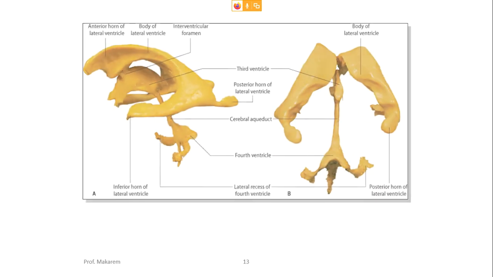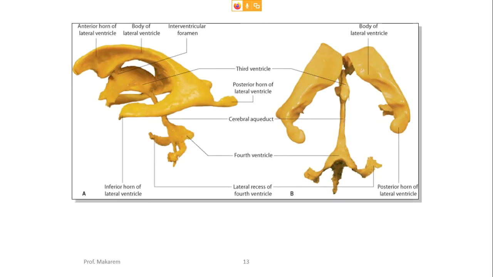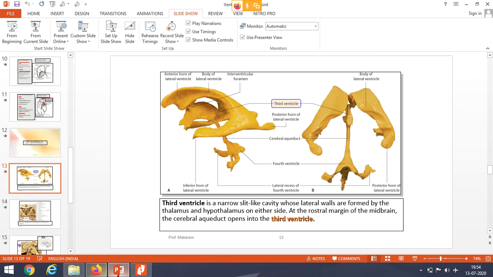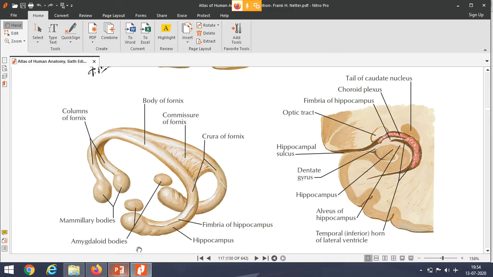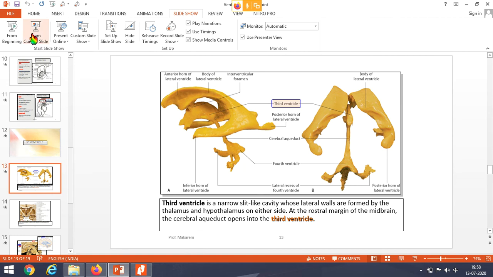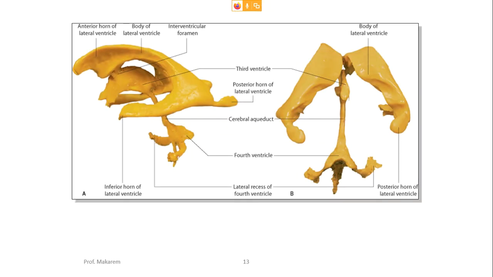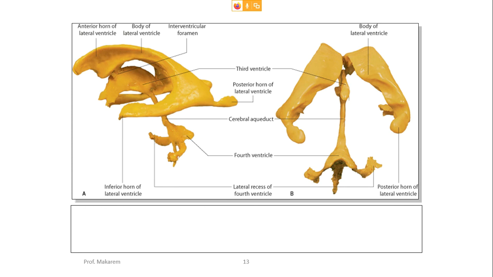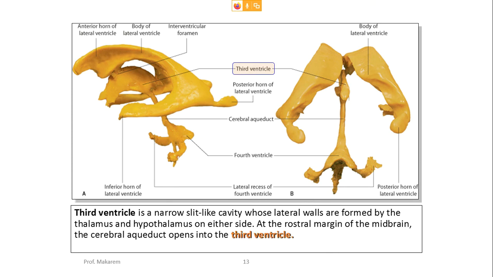Then coming to the third ventricle, which consists of both gray and white matter, and they are lined by ependymal cells. Just briefly, we'll discuss this third ventricle. As we have discussed earlier, it is a small space, so it is lined by both gray and white matter, and they are lined by ependymal cells. It is a slit-like cavity.